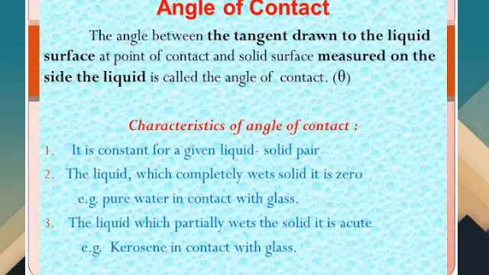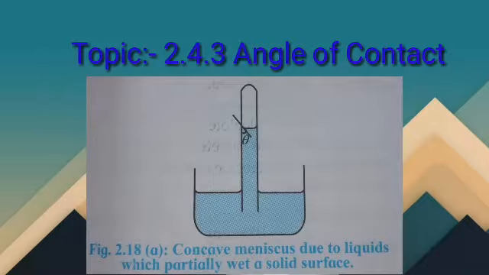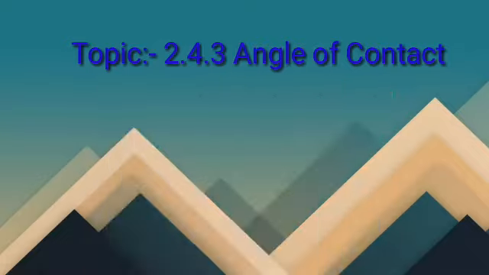The angle of contact theta between a liquid and solid surface is defined as the angle between the tangent drawn to the free surface of the liquid and the surface of the solid at the point of contact, measured within the liquid. When the angle of contact is acute, the liquid forms a concave meniscus as shown in the figure at the point of contact. For example, the water-glass interface forms a concave meniscus.